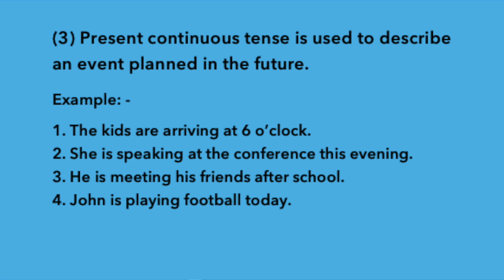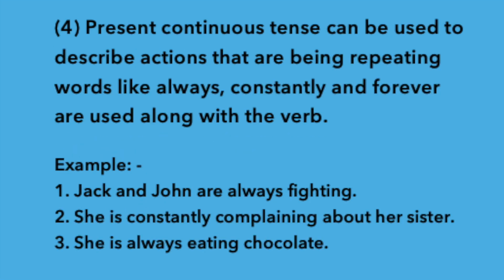Okay, we know that kids will arrive at 6 o'clock. Or she is going to speak at the conference. It's a planned event. Okay, or John is playing football today. Okay, he has planned for that. He is meeting his friends after school. Already it is planned. In these examples, we can understand that a firm plan or program exists before speaking. The decisions and plans were made before speaking. That's all. Let's move on to our another point.